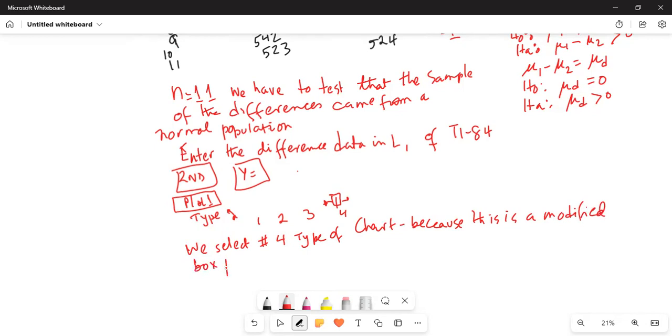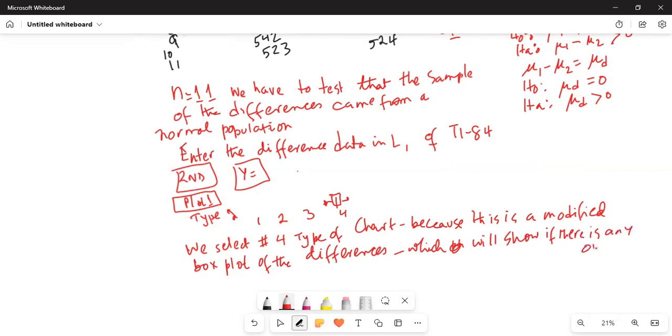It will show us if there is any outlier. This is very important. We have to check if there is any outlier. If there is any outlier present, then the sample of differences did not come from a normal population.